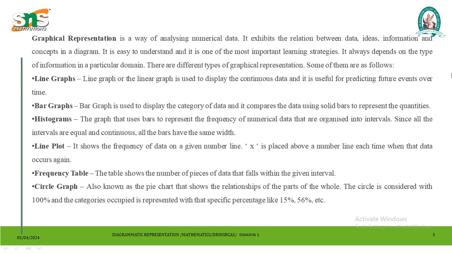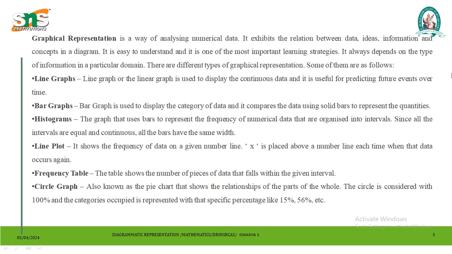The first one is line graph. Line graph or the linear graph is used to display continuous data and it is useful for predicting future events over time. And the next one is bar graph. Bar graph is used to display the category of data and it compares the data using solid bars to represent the quantities. And the next one is histograms, the graph that uses bars to represent frequency of numerical data that are organized into intervals. Since all the intervals are equal and continuous, all the bars have the same width.